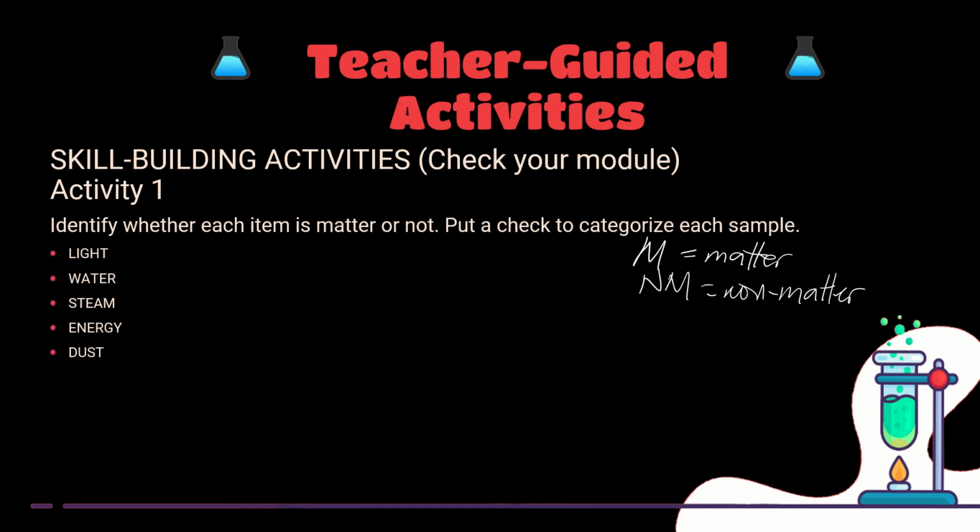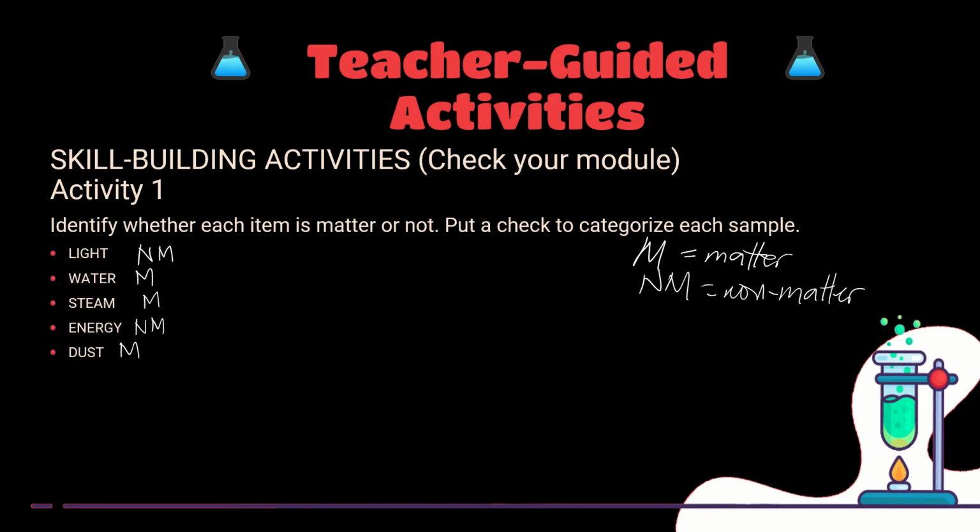In this discussion, this is what we will use. But of course, in your module, we are going to follow the instruction. Number 1 is light. Is it matter or non-matter? This is not matter, so NM. What about water? This is a form of matter. Next, steam is a form of matter. Why? When we say steam, these are vaporized water particles or liquid particles in general. Next, energy. This is non-matter. And then dust, this is matter.